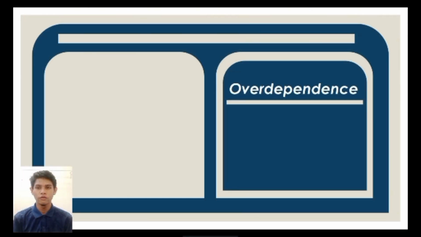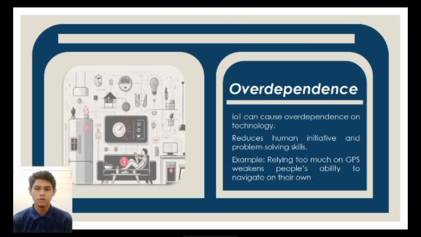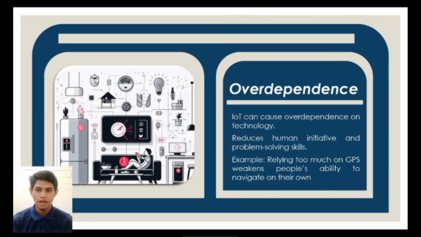And not to forget about overdependence. IoT can cause overdependence on technology. It reduces humans' initiative and also problem solving skills. For example, humans rely too much on GPS and it weakens people's ability to navigate on their own.